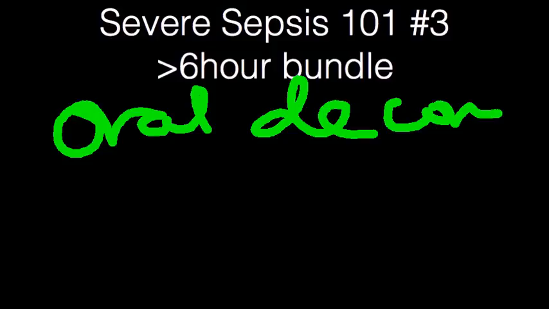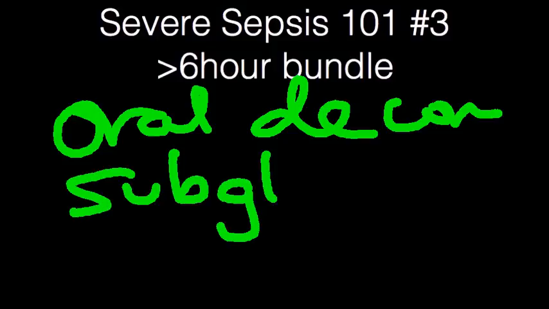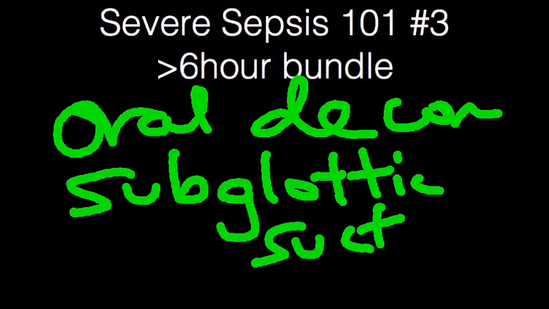The next thing they might consider as well, depending on the availability of newer ET tubes, is subglottic suctioning, which helps reduce the amount of secretions right above the ET tube cuff, and is thought to reduce ventilator-associated pneumonias.